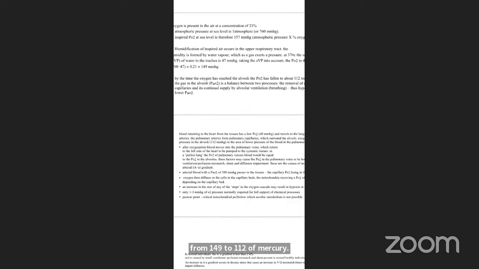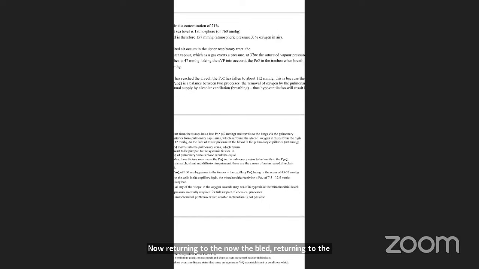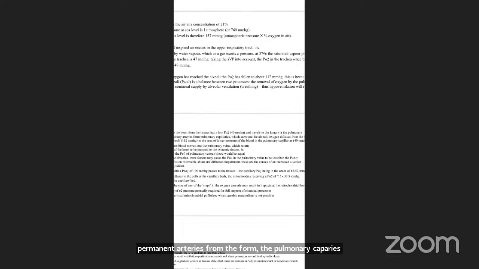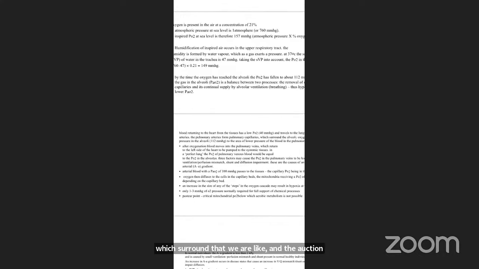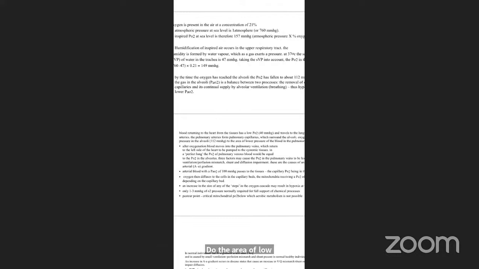Now, the blood returning to the heart from the tissues has a very low partial pressure of oxygen, around 40 millimeters of mercury, and it travels to the lungs via the pulmonary arteries. The pulmonary arteries form the pulmonary capillaries, which surround the alveoli, and the oxygen diffuses from the high pressure in the alveoli to the area of low pressure of blood in the pulmonary capillaries. After the oxygenation, blood moves into the pulmonary veins, which return to the left side of the heart, which pumps the blood into the systemic tissues.